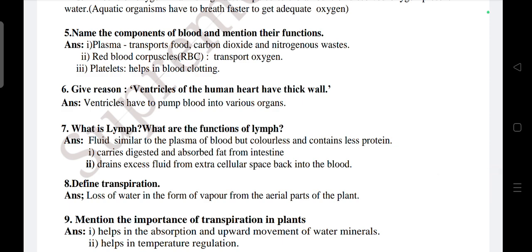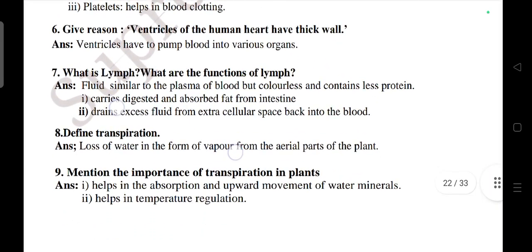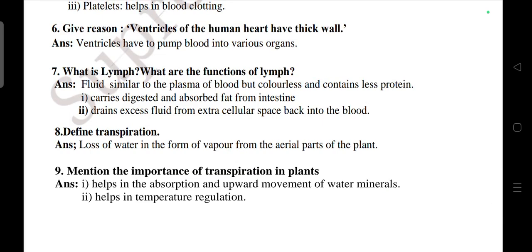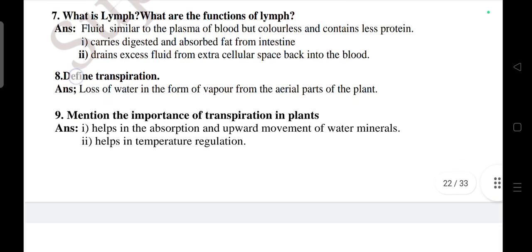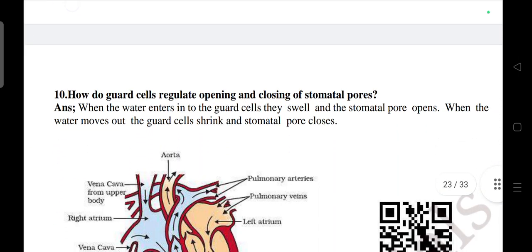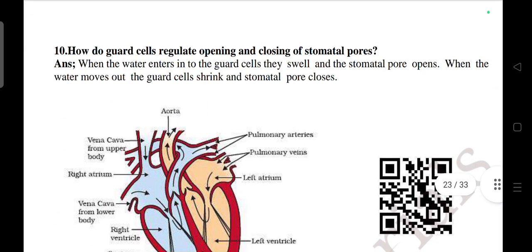Give reason: ventricles of the human heart have thick walls. What is lymph? What are the functions of lymph? Define transpiration. Mention the importance of transpiration to the plant. How do guard cells regulate opening and closing of the stomatal pore?